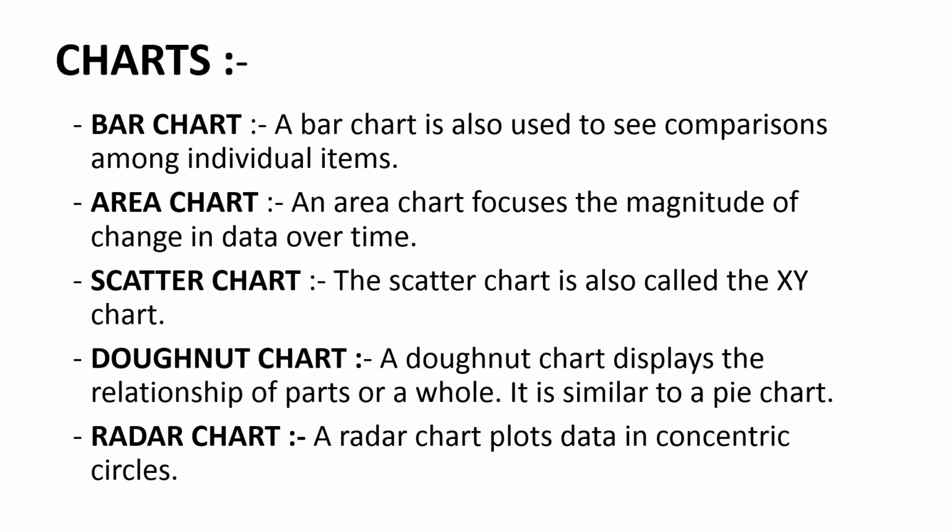Okay, a donut chart displays the relationship of parts to a whole. It is similar to pie chart, but it is somehow different from the pie chart, as unlike the pie chart, the donut chart can contain more than one data series. In pie chart we have considered only one data series, but in donut chart we can consider more than one data series. Okay, then next is radar chart.